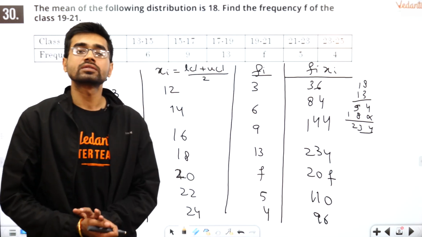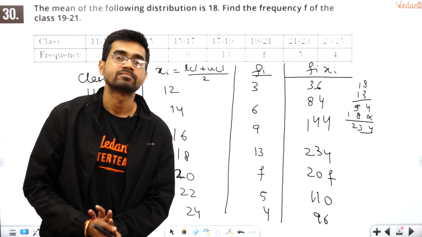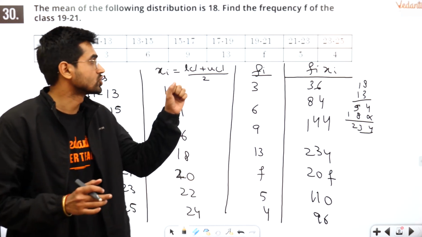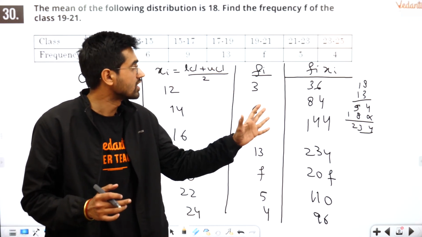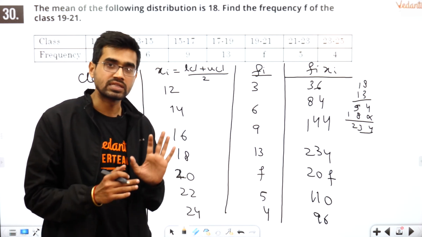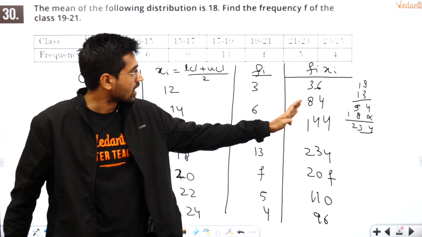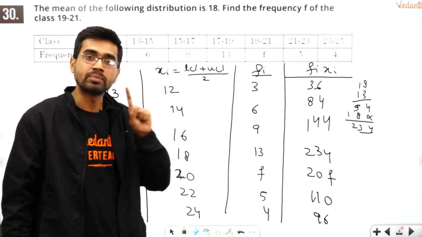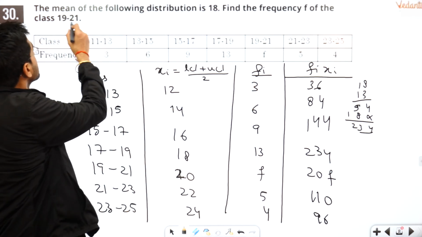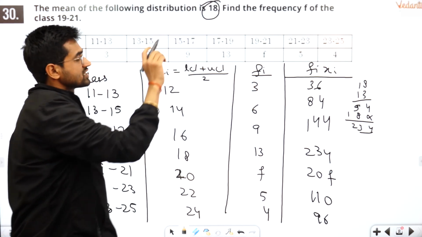What do you have to do next? Do you all know? I'm just writing the formula for you, and this is your homework type of question. I have done enough for this question. This is an easy thing. Remember what you have to do. Sigma Fi Xi upon sigma Fi. This is the mean formula. But they have given the mean. It is 18. You just need to find that.